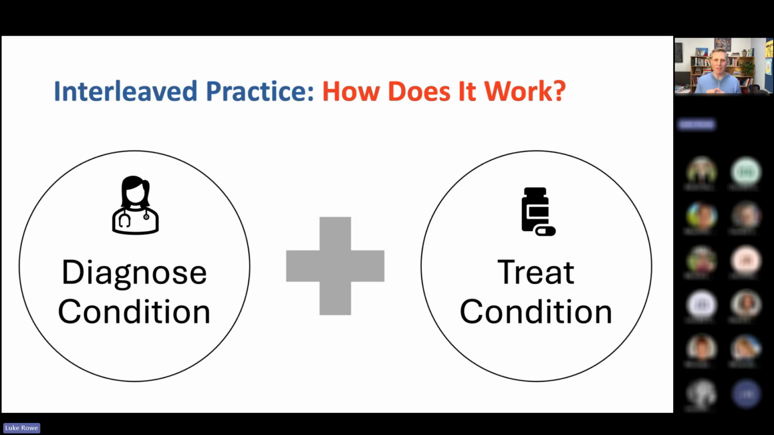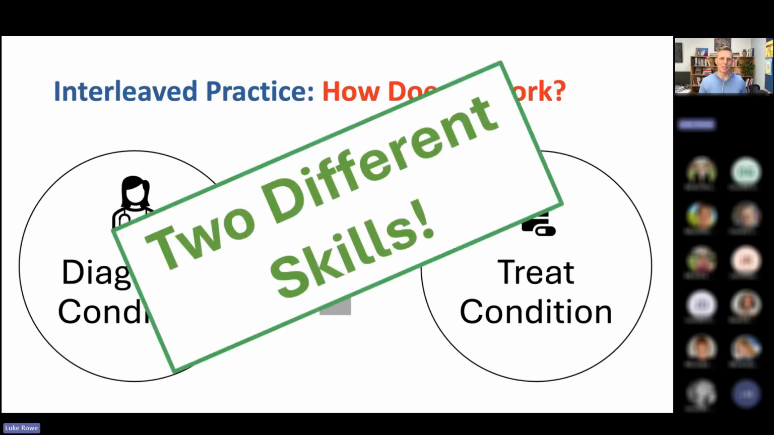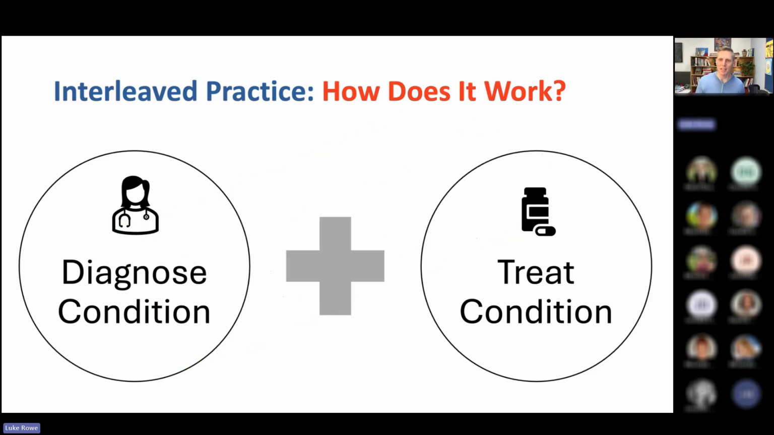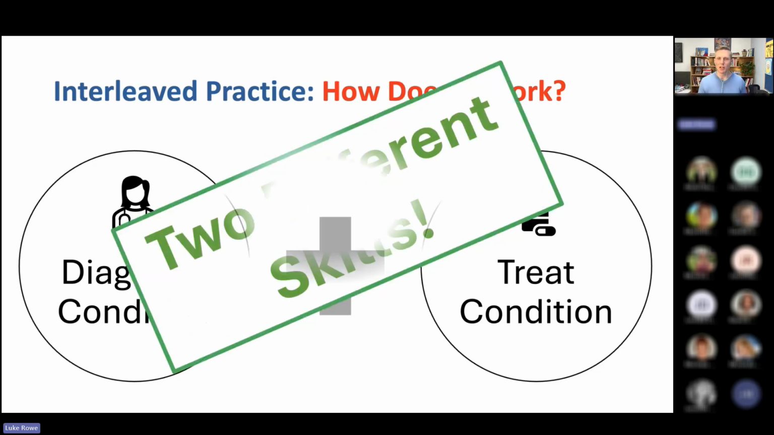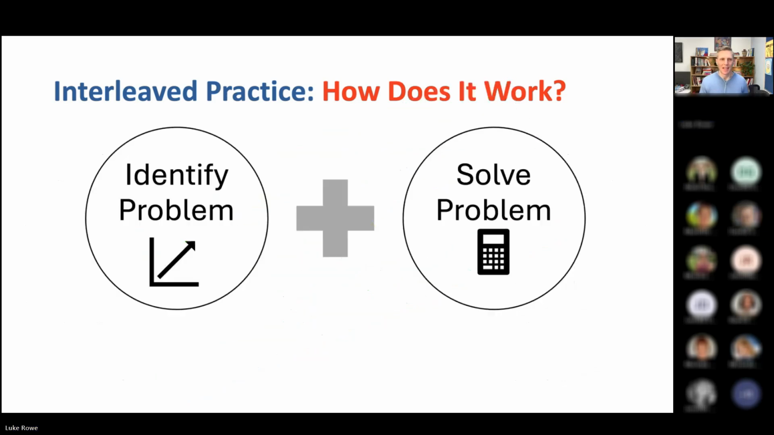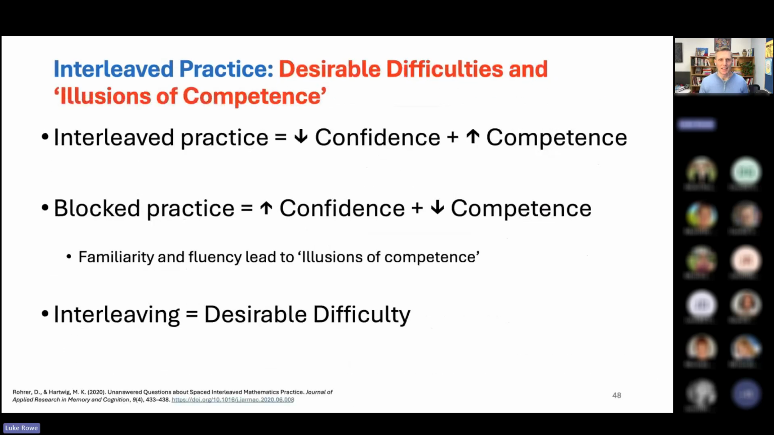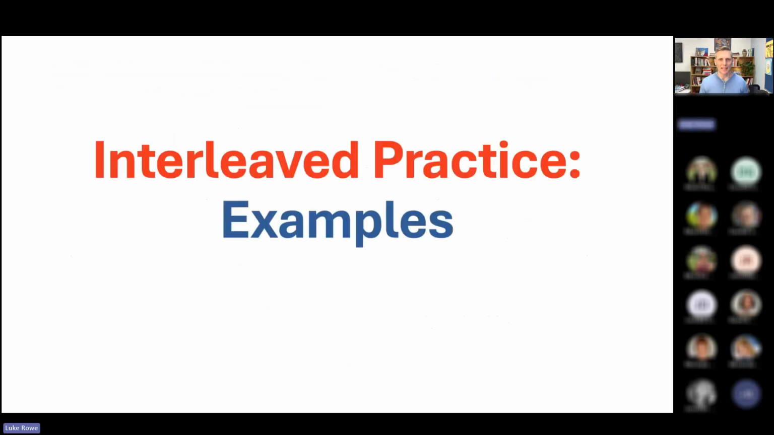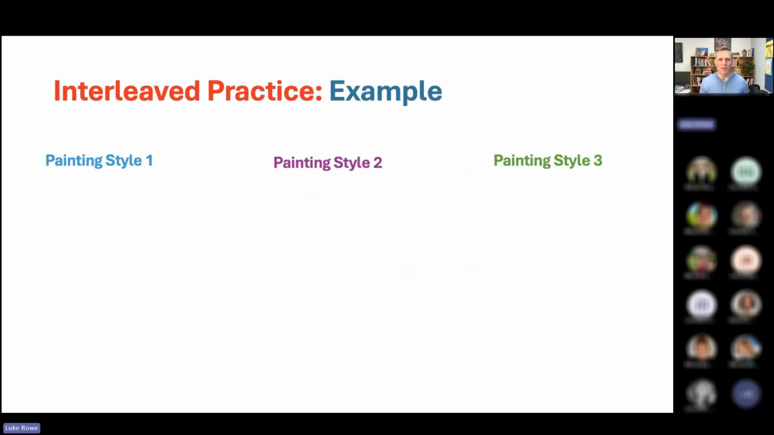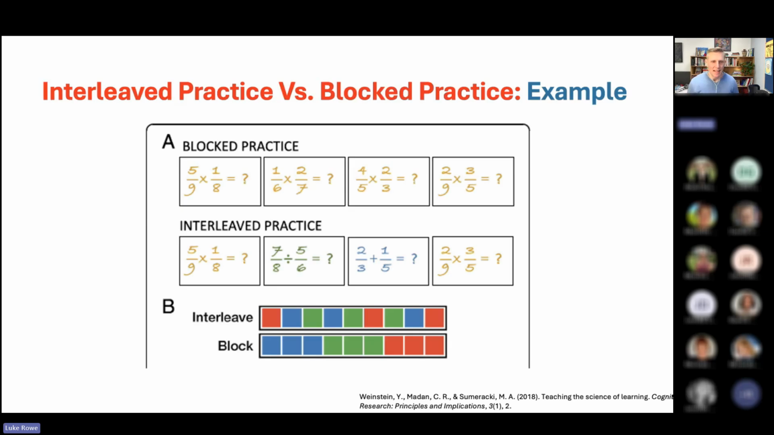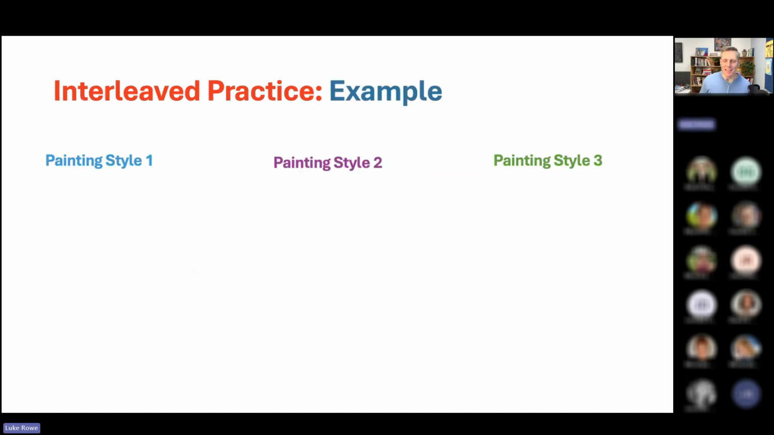Right? And so if you're sitting there with a maths test, let me see if I can go to this example. So they're two different skills. Diagnosing and treating are two different skills, and you've got to be good at both. So identifying a problem and solving it are two different skills. And I'll go back to that in a sec. I want to try and point to this idea here. Yeah, let's go to this.